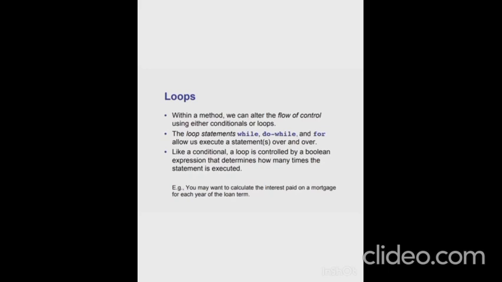Like a conditional, a loop is controlled by a boolean expression that determines how many times the statement is executed. Here the boolean expression is the test condition given at the first, and the statement is the body of the loop. An example for a loop: you may want to calculate the interest paid on the mortgage for each year of the loan term.